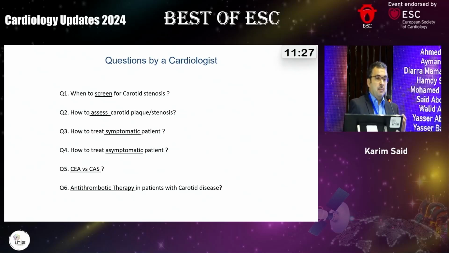Should we screen any patients for carotid disease? And how to assess carotid disease? And how to manage patients with carotid disease after a stroke? And how to manage a patient with carotid disease who is asymptomatic? And if he is going to have some plaques, which is the best, stenting or endarterectomy? And what about the antithrombotic therapy in patients with carotid disease?